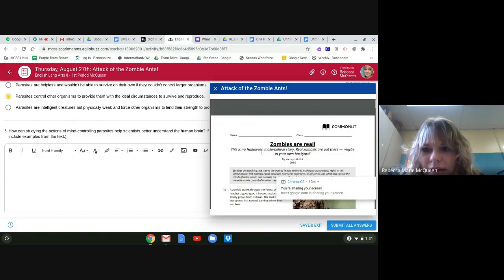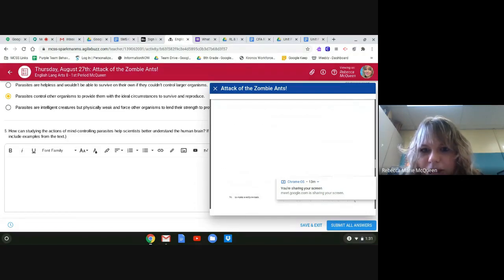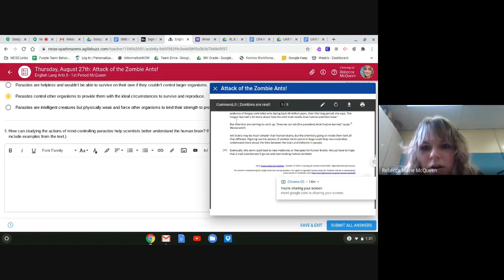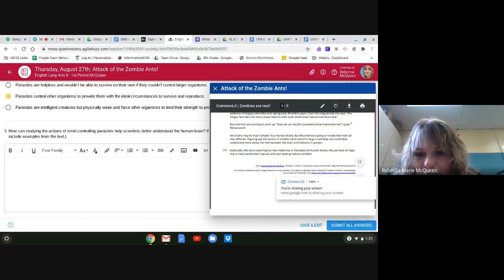So, oh my gosh, technology. I need a parasite to infect my brain so I can do all this work. Okay, but scientists are starting to catch up. Now we can ask the parasites what they've learned. Ant brains may be much simpler than human brains, but the chemistry going on inside them isn't all that different. Figuring out the secrets of zombie mind control in bugs could help neuroscientists understand more about the links between the brain and behavior in people. Eventually, this work could lead to new medicines or therapies for human brains. We just have to hope that a mad scientist won't go out and start making human zombies.